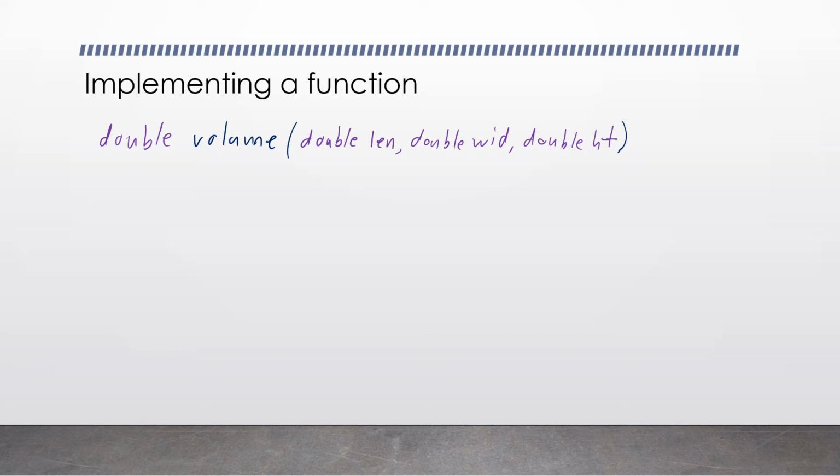And then in between a pair of curly braces, as always in C++, we can define double vol equals len times width times height. Okay, and then very important in a function, we return the value we just calculated.